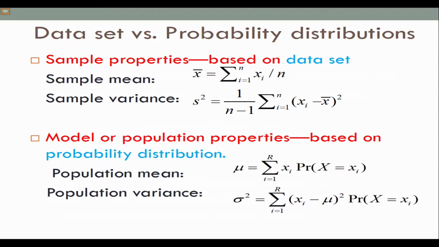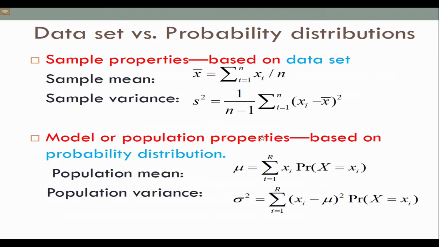In practice, we always analyze a data set. Actually, this data set is just a sample from the general population. Given a data set, we can calculate the sample mean and the sample variance in this way. This just tells you the basic properties for this data set.